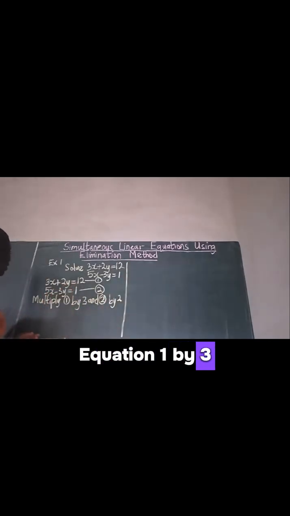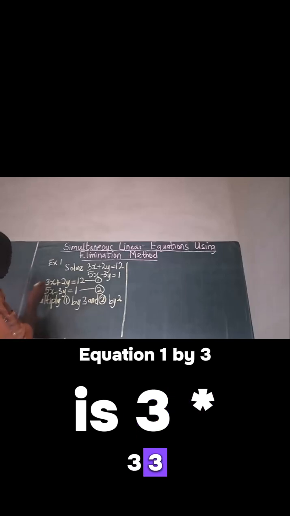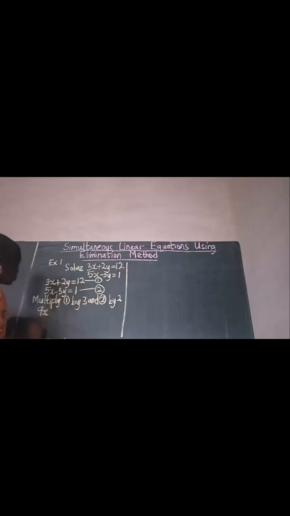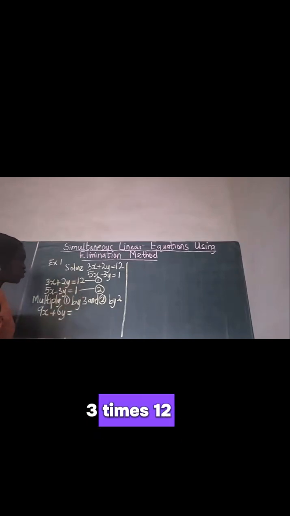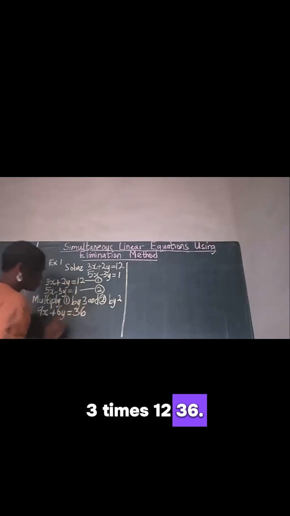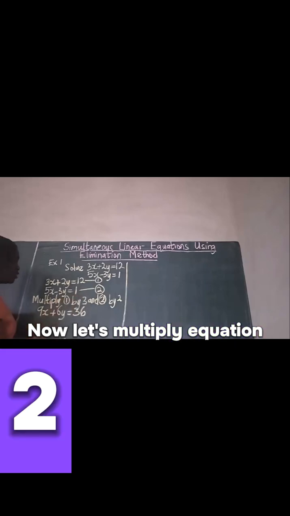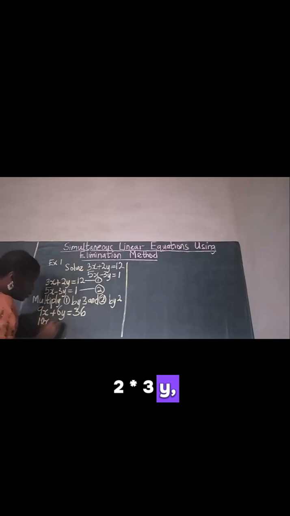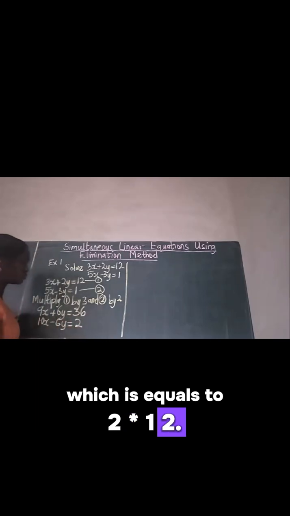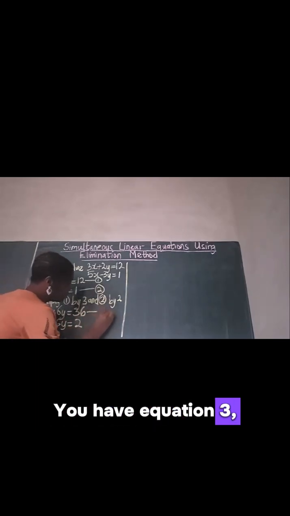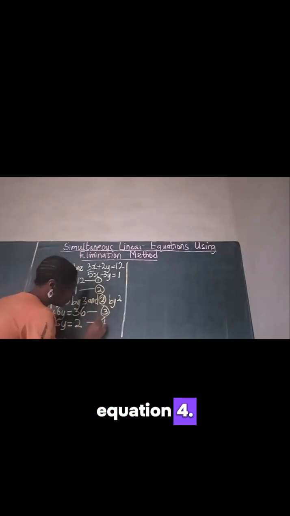Equation 1 by 3 is 3 times 3x, 9x, plus 3 times 2y, that's 6y, equals 3 times 12, 36. Now let's multiply equation 2 by 2. 2 times 5x, 10x, minus 2 times 3y, 6y, equals 2 times 1, 2. You have equation 3 and equation 4.